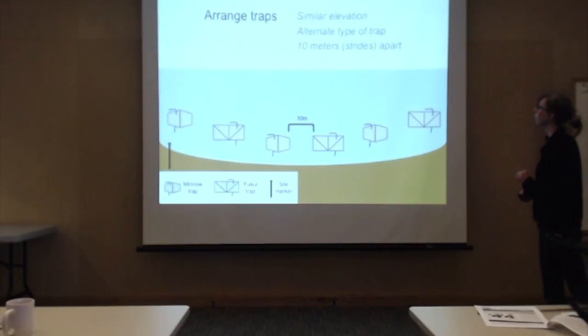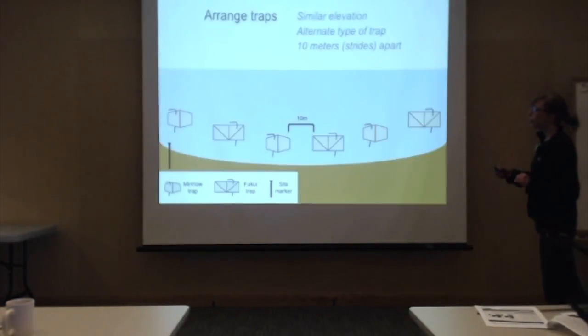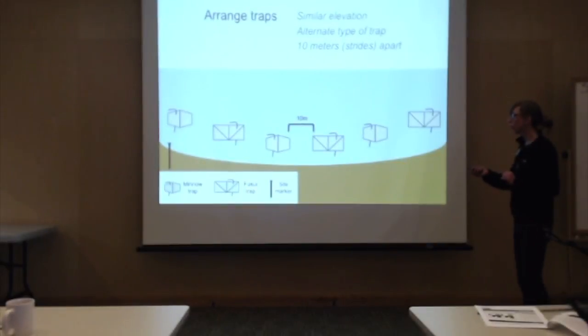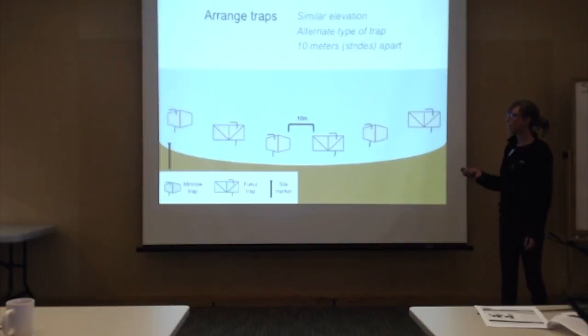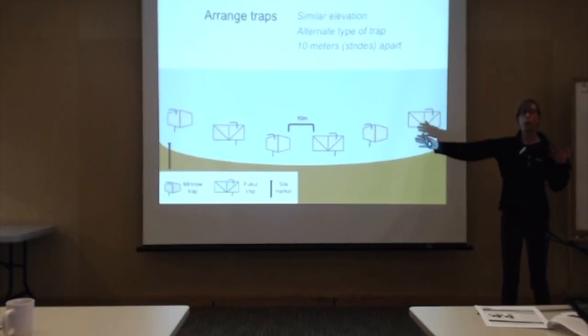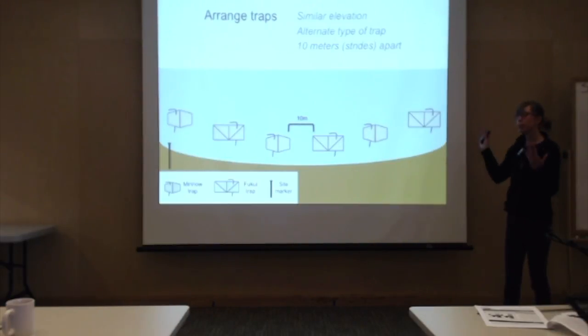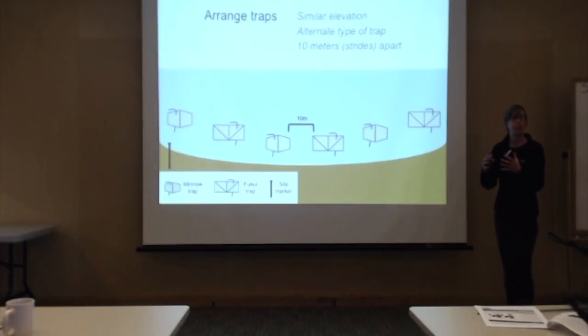And why do we want them that far apart? So we don't want the traps to be interfering with each other. We don't want this trap to be stealing crabs from this trap. In addition, when we decided on 10 meters versus 20 meters, there's two things that play into it. One is logistics. Not all sites have enough room for us to do a 100-meter trap transect, so we needed to fit the traps in. The other thing is that green crabs have a very small range, individual green crabs.